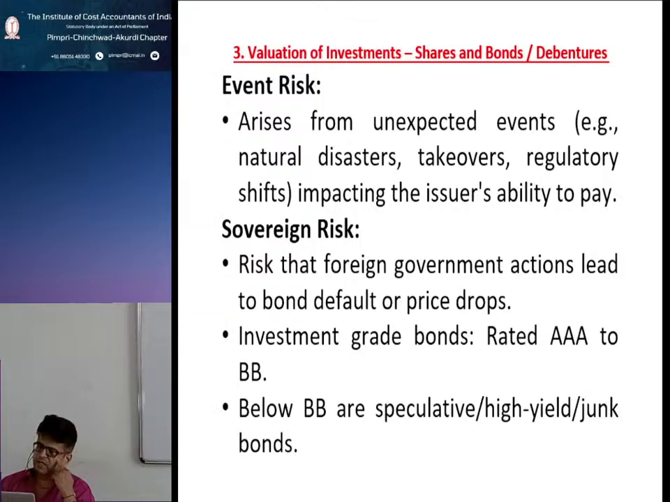Then comes the event risk. Event risk arises from unexpected events, for example natural disasters, takeovers, regulatory shifts, etc., which impact the issuer's ability to pay. And lastly, sovereign risk. This is a risk that foreign government actions lead to bond default or price drops. Investment grade bonds are rated AAA to BBB, and below that are speculative, high yield and junk bonds in a way.